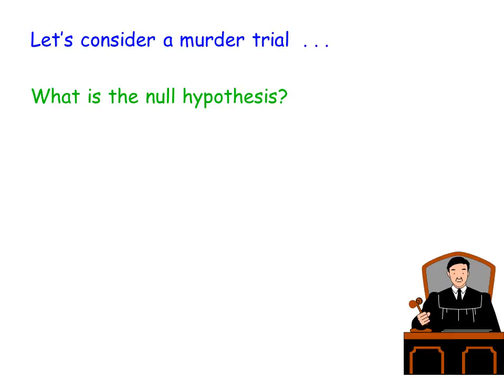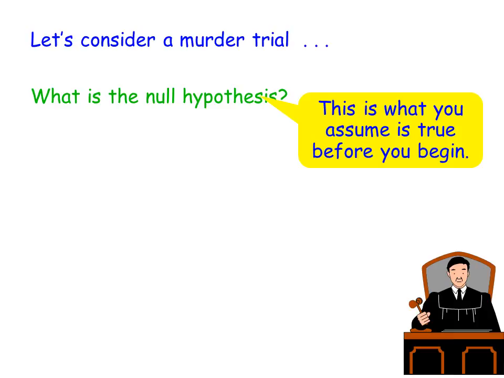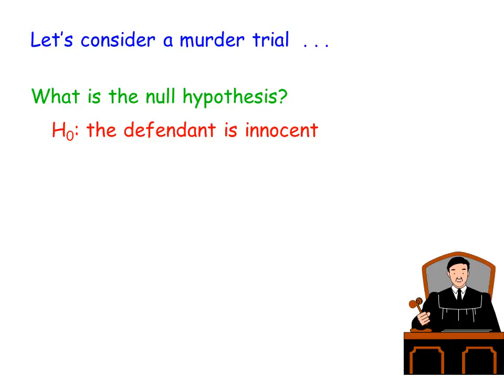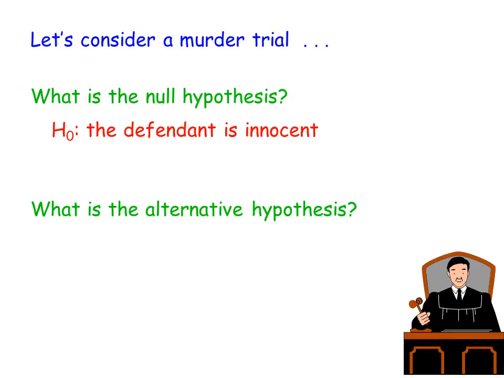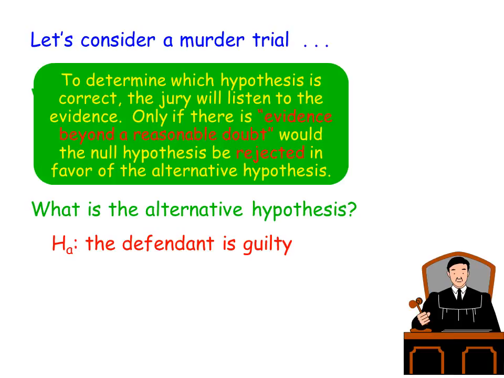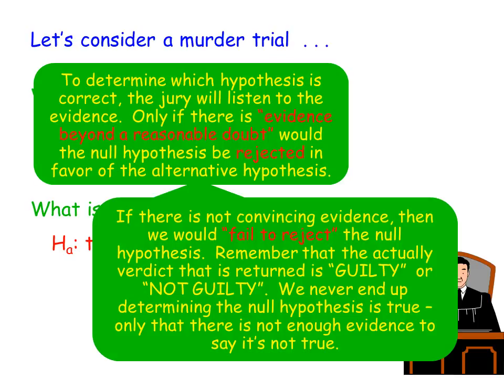So in other words, consider a murder trial. Our null hypothesis before we even begin the trial is that we assume the defendant is innocent. That is our null hypothesis. The alternative hypothesis is that they are guilty. To determine which hypothesis is correct, the jury will listen to the evidence. Only if there is evidence beyond a reasonable doubt would the null hypothesis be rejected in favor of the alternative hypothesis. So there has to be enough evidence. If there's not convincing evidence, then we would fail to reject the null hypothesis.